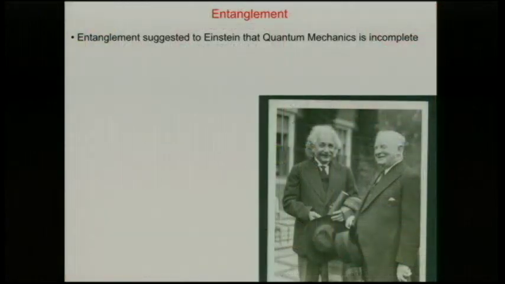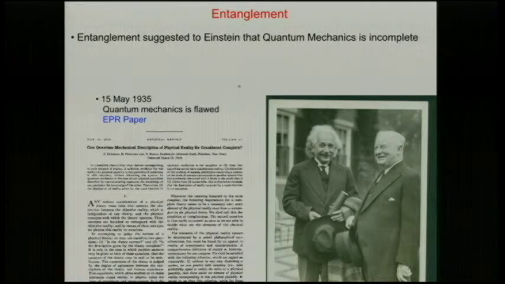Now, entanglement's a strange thing. So Einstein, this is Einstein with Herbert Hoover, the US president. Einstein was obviously a very bright guy, and he believed that this funny correlation, that you could have a superposition, a state in which something was both alive and dead, correlated with the state of this atom that had decayed or not decayed, indicated that quantum mechanics was incomplete.